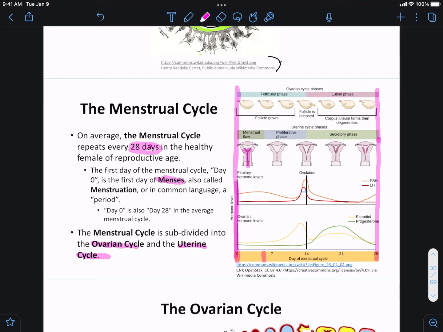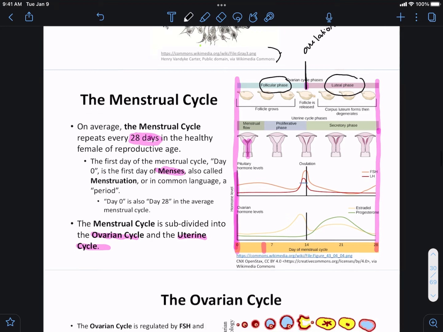The ovarian cycle is subdivided into essentially 2 phases and 1 essential day. This day right here in the middle is the day that you ovulate, so we can call it a phase, ovulation. The first phase preceding ovulation is the follicular phase, and the second phase is the luteal phase, and we'll go through that and explain that there.